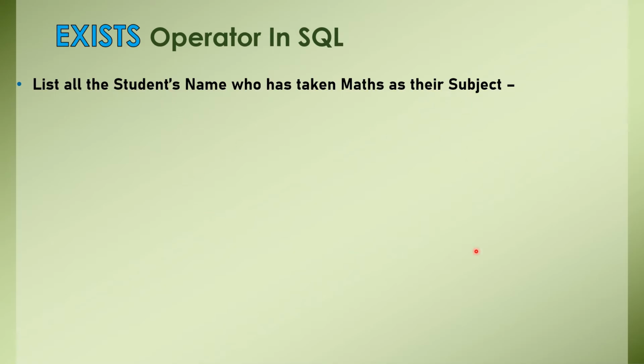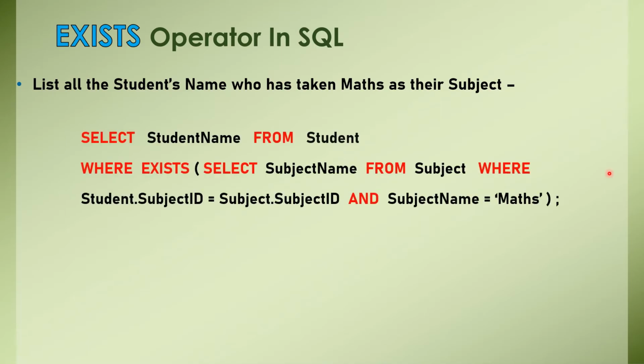My main motive is to make you understand the query here, like what you need to write using this exists operator. The query will be something like this. Let us decode this query slowly. First of all, you need to understand why we need to use this exists operator here. The requirement is to list all the student names who have taken maths as their subject.